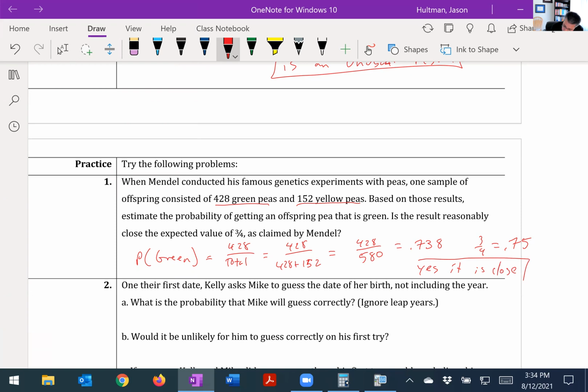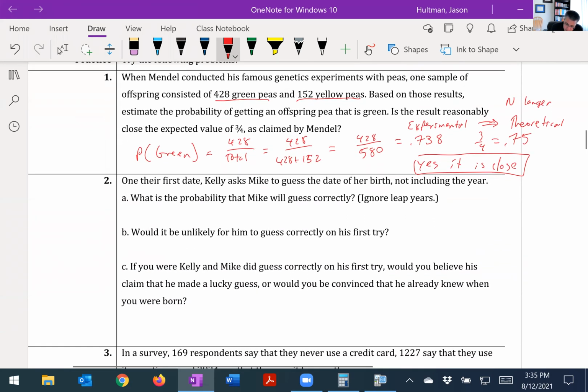Okay, what we call this is the experimental result. And this is the theoretical result. And we'll see that the more trials that you do, the more and more trials. Here he did 580 trials, but the more and more trials you get, the closer the experimental will go to the theoretical. Okay. As n gets larger, the experimental will approach the theoretical.